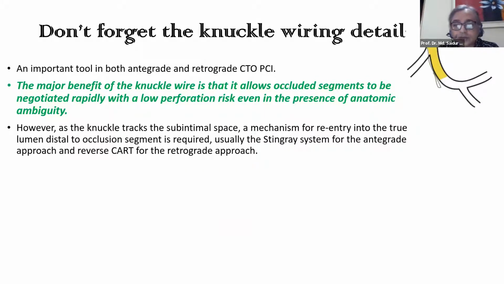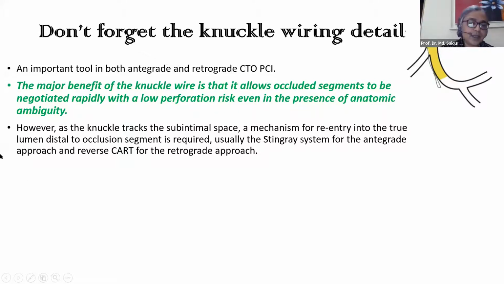It's not only for the retrograde approach, even for the antegrade approach also. The major benefit of the knuckle wire is that it allows occluded segments to be negotiated rapidly with a low perforation risk, even in the presence of anatomic ambiguity. So use the knuckle, as the knuckle tracks a subintimal space. A mechanism for re-entry into the true lumen distal to the occlusion is required, and sometimes you may need the Stingray there after knuckle wiring.